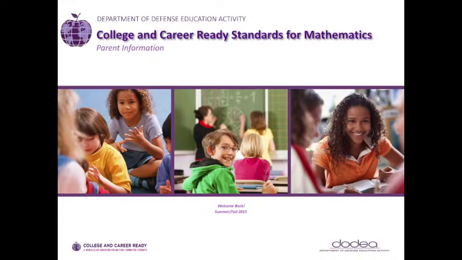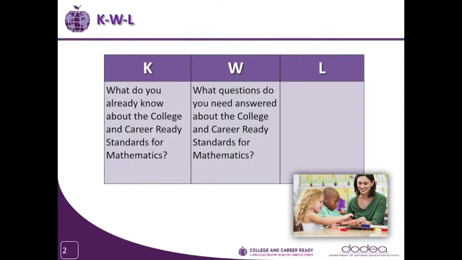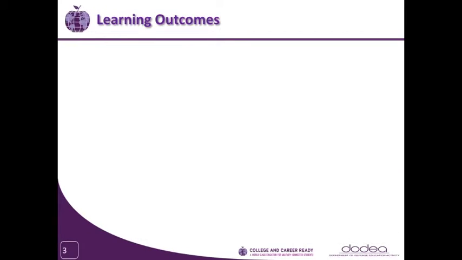So first we got a KWL chart. K stands for what do you know, W is what do you want to know, and L is what have you learned, so we'll fill in the L part at the end. But right now think about what do you already know about the College and Career Ready Standards for Math, and what questions do you need answered about the CCRSM. You can pause and think if you want to.